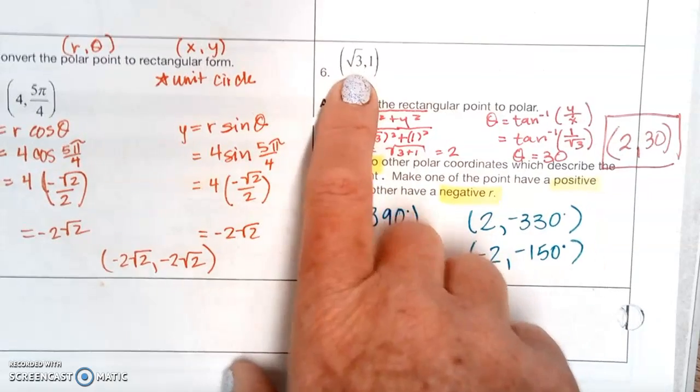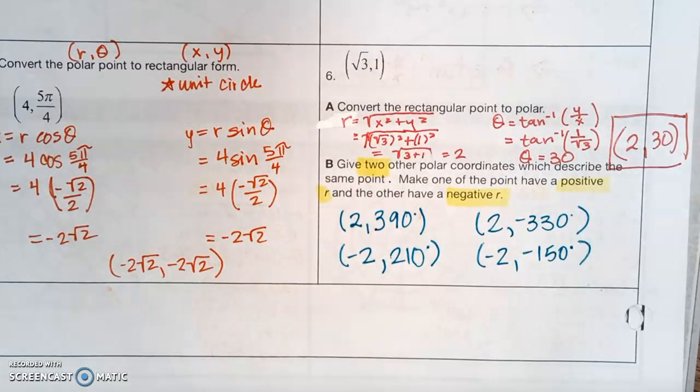Notice that rad 3 and positive 1 are both positive, so that's going to put it in which quadrant? Quadrant 1, okay? So 30 degrees is correct, which is where quadrant 1 should be. All right, part B says give 2 other polar coordinates which describe the same point. Make one of the points have a positive r, and the other have a negative r. So I just did multiples.